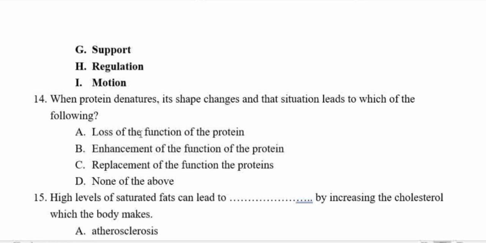Denaturation. Proteins can suffer what we call denaturation, and when denaturation occurs, what happens? Option A is saying that there's loss of the function of the protein. Option B is saying that there's an enhancement of the function of the protein. Option C is saying that there's replacement of the function of the proteins. And option D is saying none of the above. All right. The best answer is loss of the function of proteins.